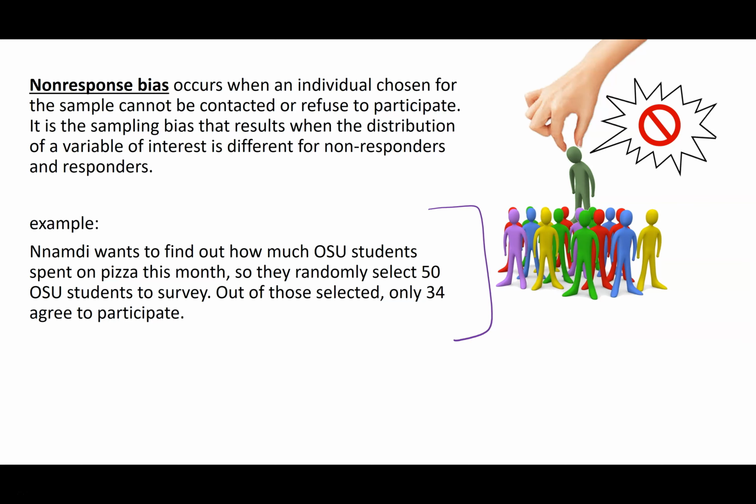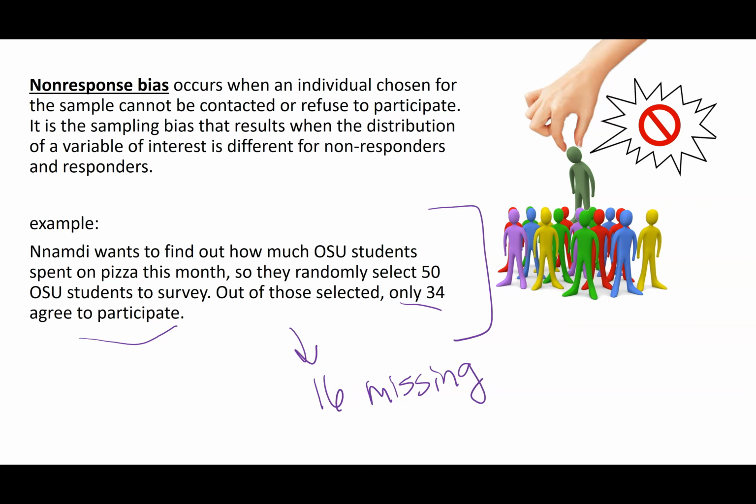Namdi wants to find out how much OSU students spend on pizza this month. So they randomly select 50 OSU students to survey. Out of those selected, only 34 agree to participate. We have 16 missing.